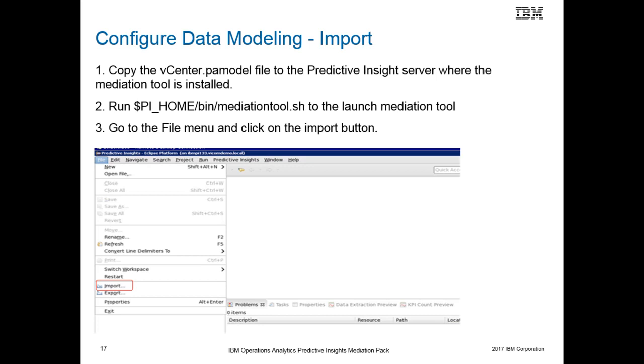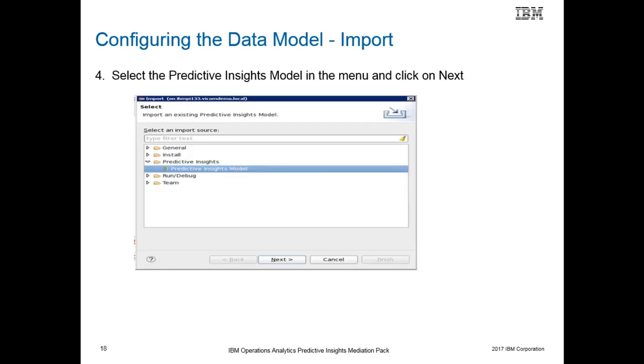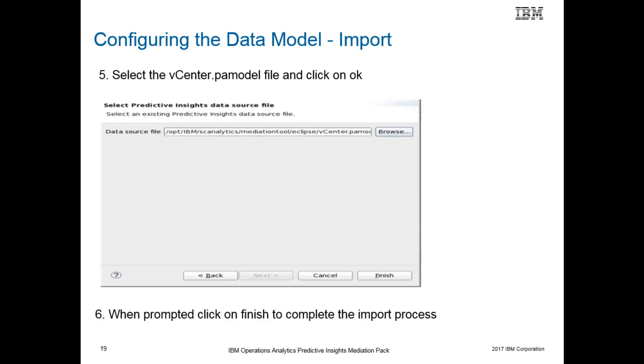The next step to perform is to configure the data modeling by importing the model file into the Predictive Insights server. Follow the steps on the slide to import the data model. Select the Predictive Insights model in the menu and click on Next. Select the vCenter PI model file and click on OK. When prompted, click on Finish to complete the import process.